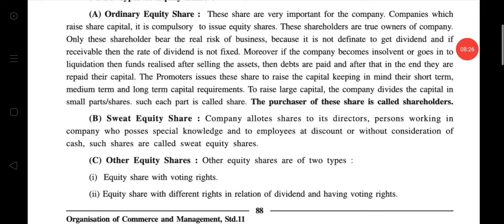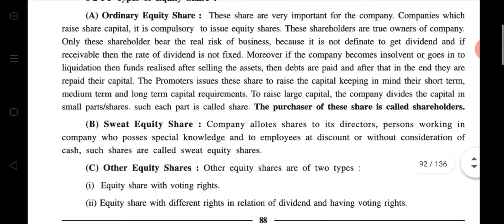So ordinary equity shares means a normal equity share which is issued by a company to raise share capital. It is very easy to understand. So you just read this para and then we'll move on to the next type of equity, that is sweat equity share. You have 30 seconds to read this paragraph.